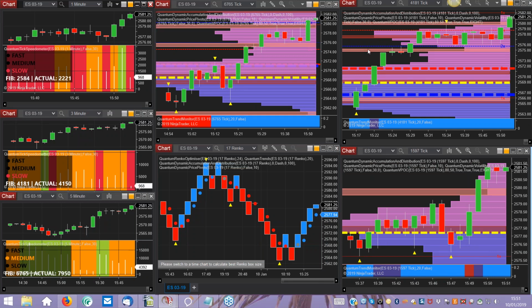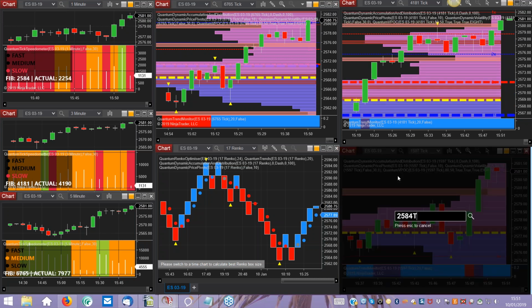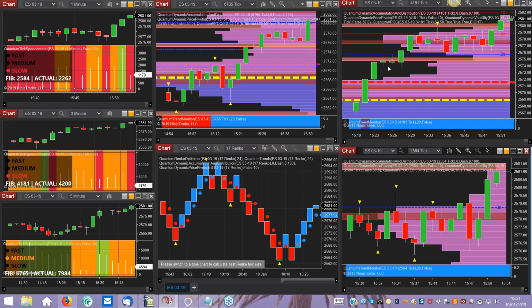What tick speeds have we got? Yeah, pretty much right. This has now increased to 25.84, so we'll just up that one. This one's at 41.81, so we're okay there, and this is 6765, so we're all good to go. So that's fine. Everything's looking cushy.